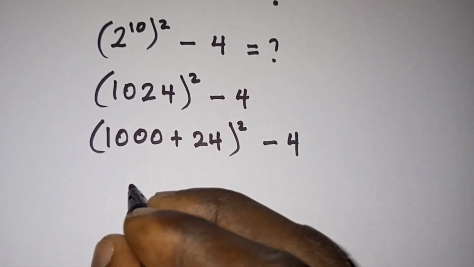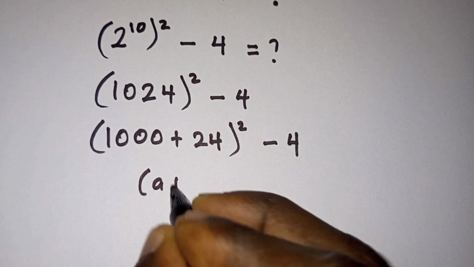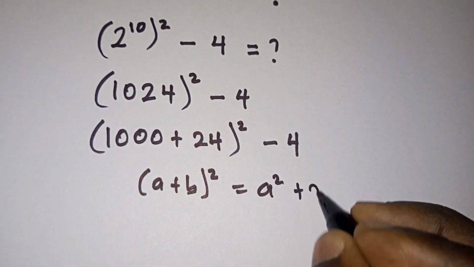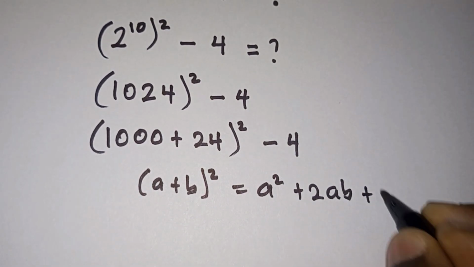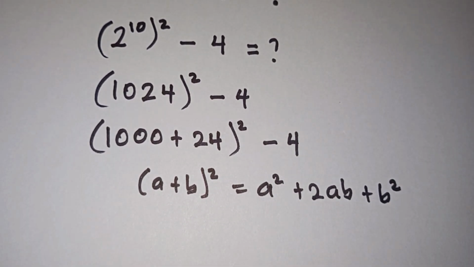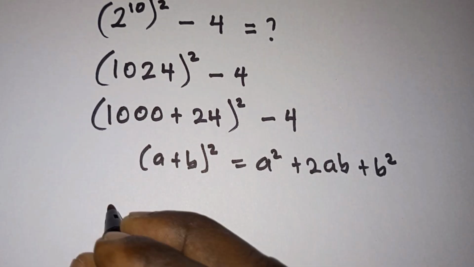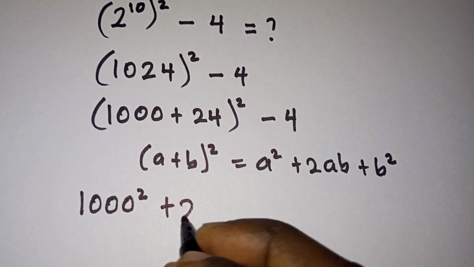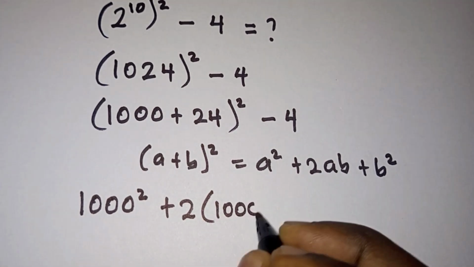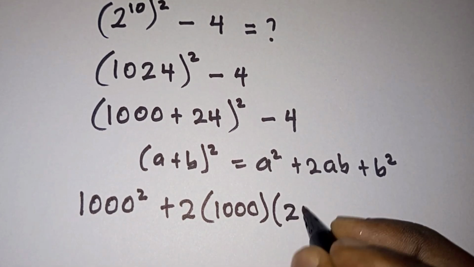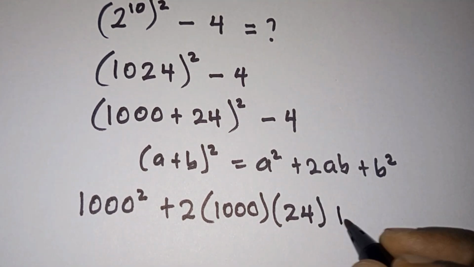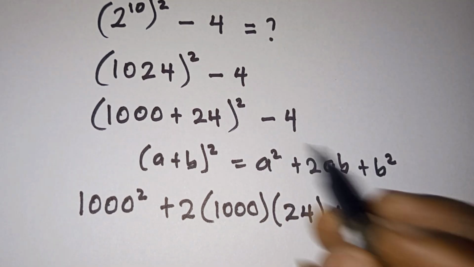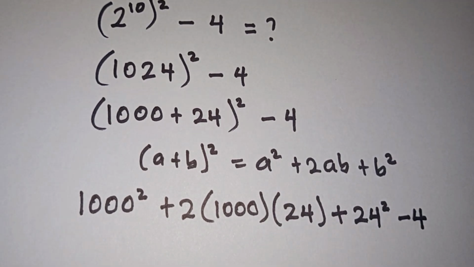Let's apply an algebraic identity, that is (a plus b) all squared is equal to a squared plus 2ab plus b squared. Interesting. So from here we're going to have 1000 squared plus 2 times 1000 times 24 plus 24 squared, and don't forget this negative 4. It's very important.